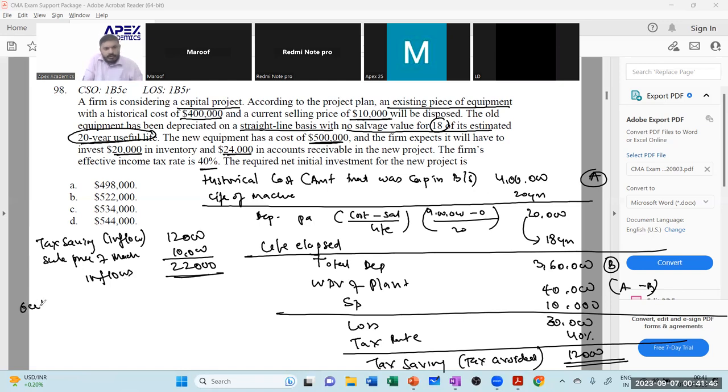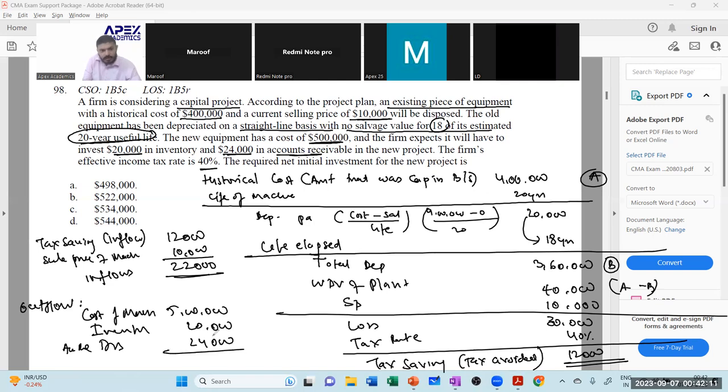What are your outflows? Your outflow number 1 is the cost of machine. What is your cost of machine? 5 lakhs. You have to buy inventory to run that machine, 20,000, which means your money got blocked in inventory. Then you need debtors, accounts receivable. In that 24 got blocked. So how much money is totally blocked? 5,44,000 is blocked. This is your outflow.